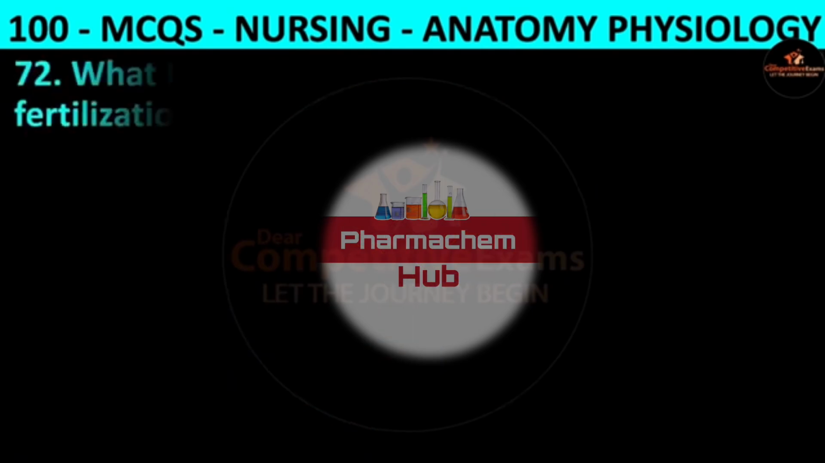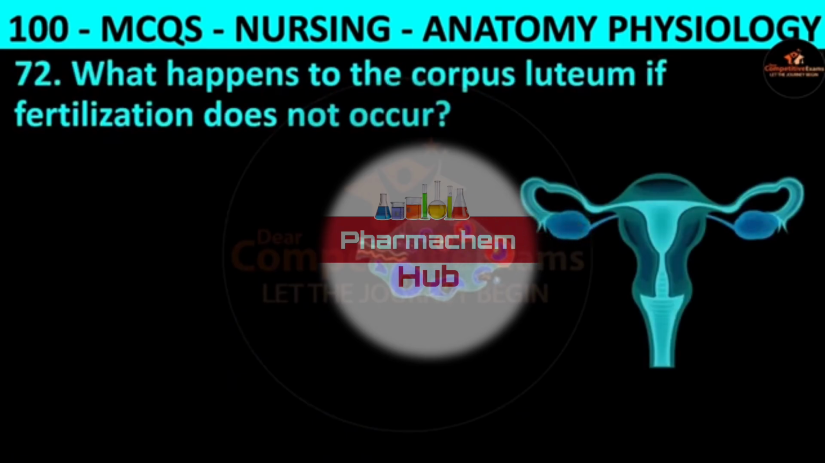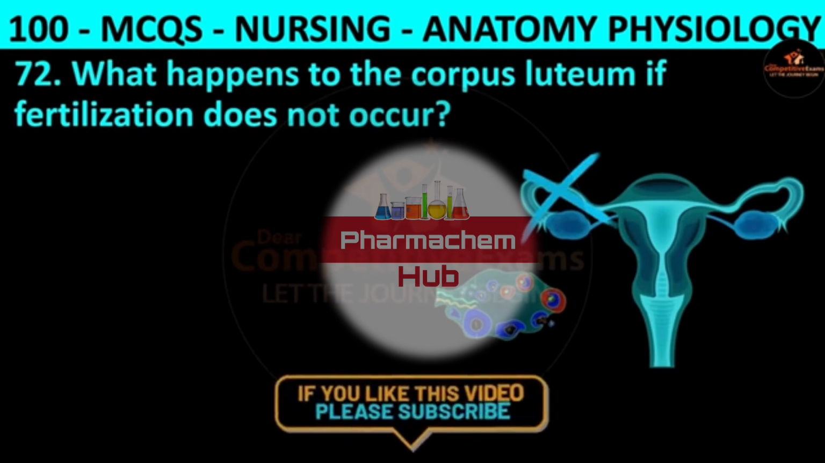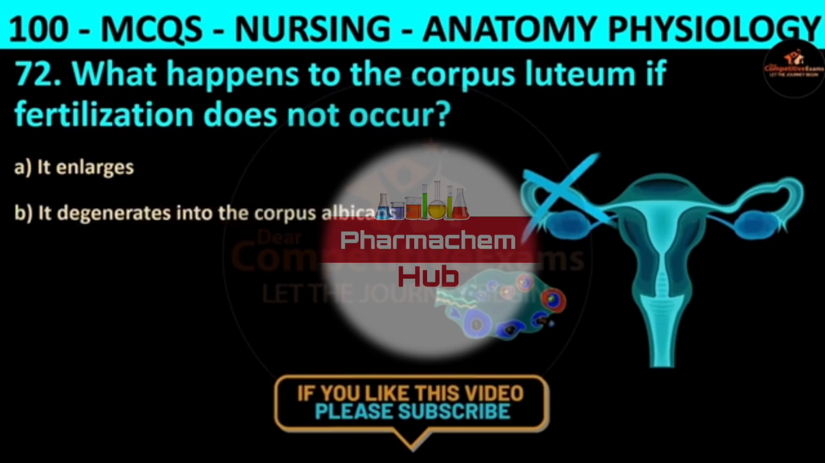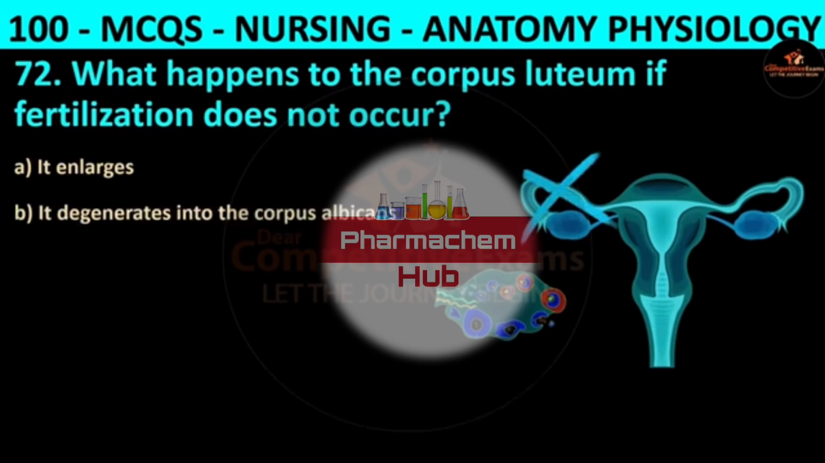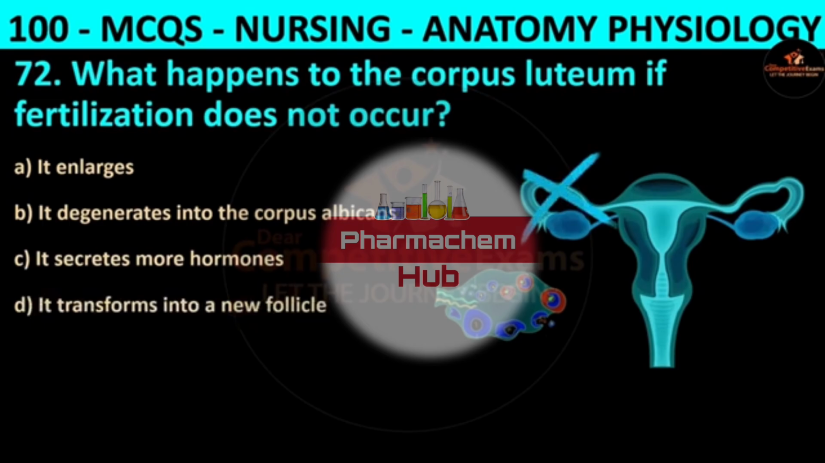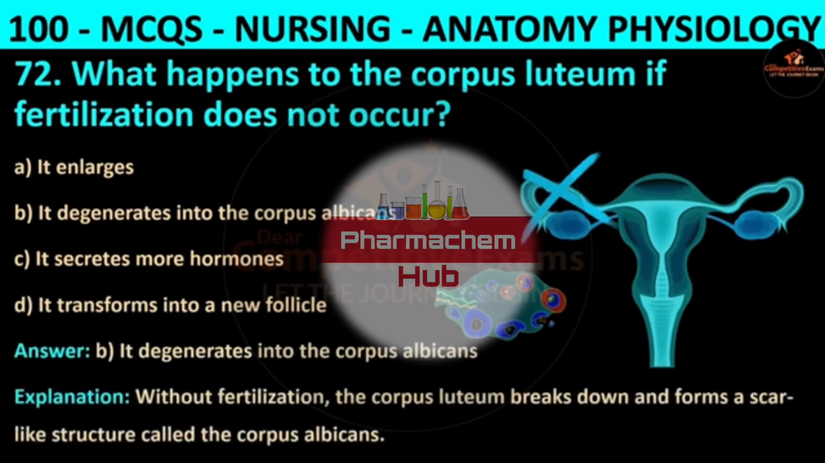Question number 72. What happens to the corpus luteum if fertilization does not occur? Your options are: it enlarges, it degenerates into corpus albicans, it secretes more hormones, or it transforms into a new follicle. The correct answer is B, that is, it degenerates into the corpus albicans. Without fertilization, the corpus luteum breaks down and forms a scar-like structure called the corpus albicans.